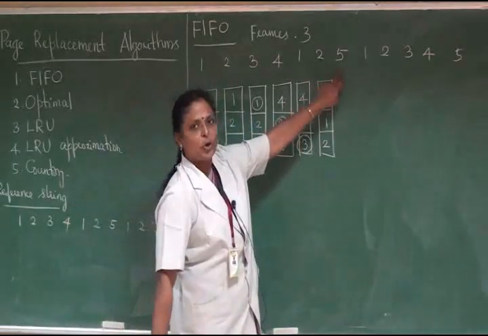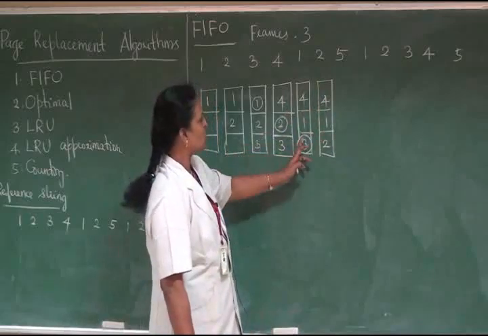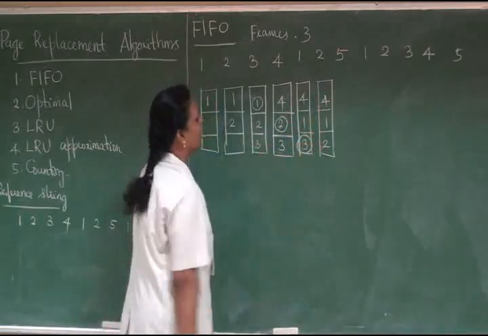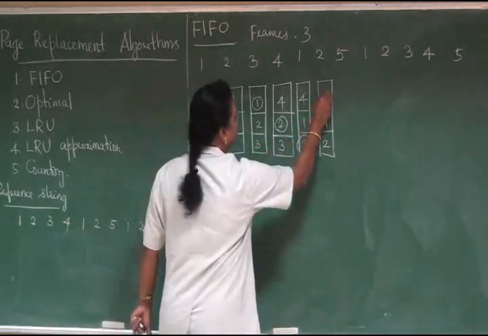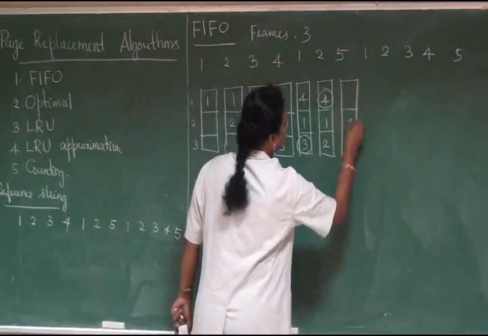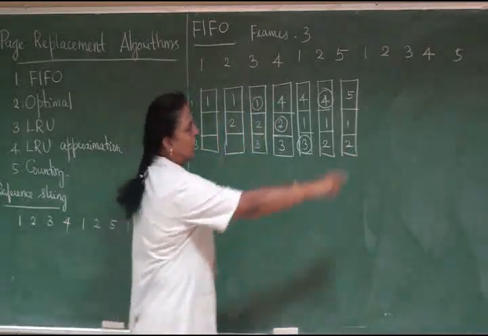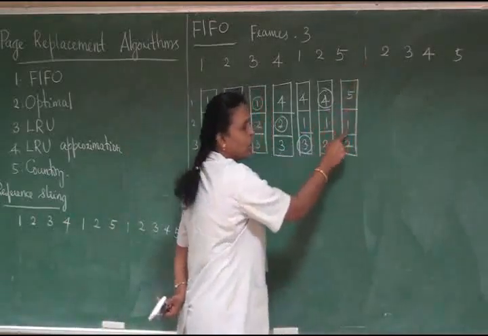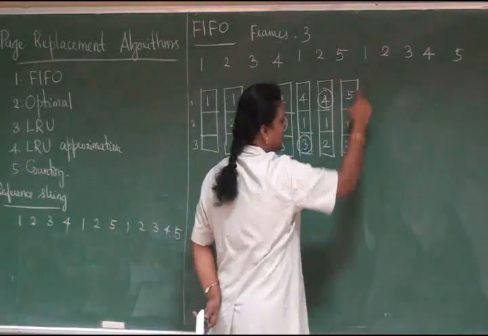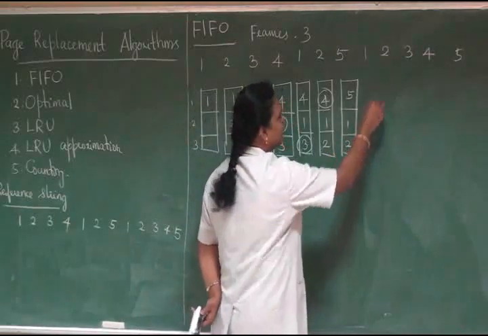And then next it is going to access page number 5. Page number 5 is not available here, so it will move for page replacement. Among these 3 pages, page number 4 entered first. So 4 is selected as the victim page, and 4 is replaced with 5. 1 and 2 are already there. And then next it is going to access 1. 1 is already there, so there is no page replacement. And next it is accessing 2. 2 is also available here, so it will directly access that page.